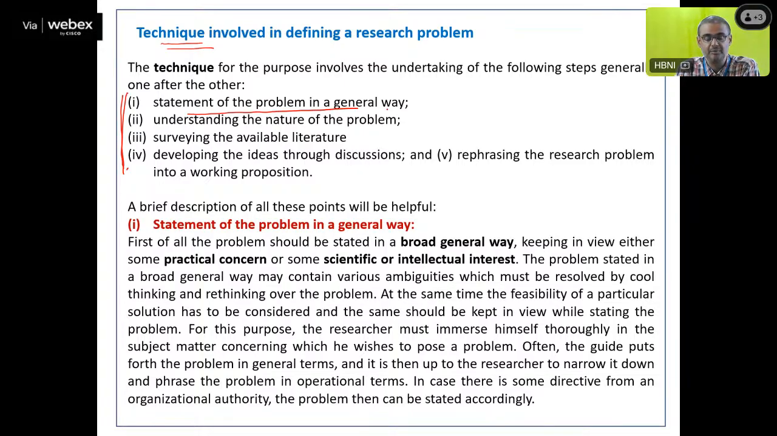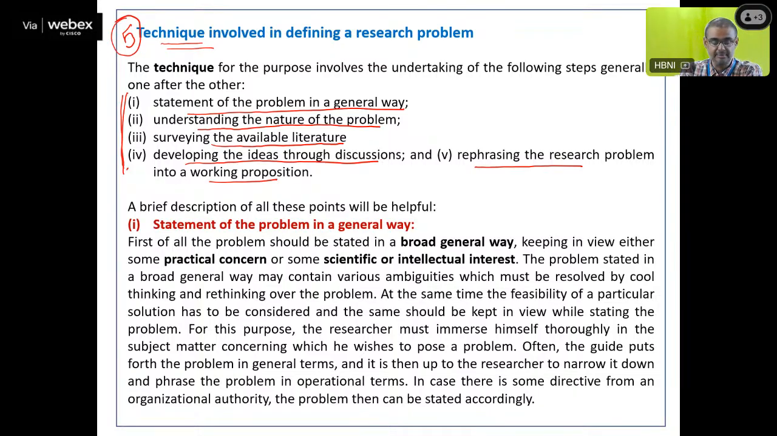Statement of the problem in a general way. Understanding the nature of the problem. Surveying the available literature. Developing the ideas through discussions, and rephrasing the research problem into a working proposition. So there are 5 techniques by which one can define a research problem. Those 5 we will discuss in detail one by one.